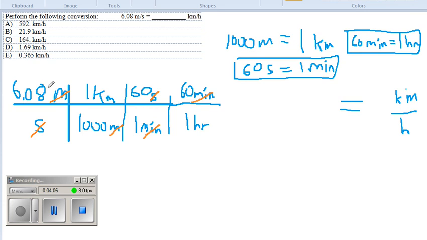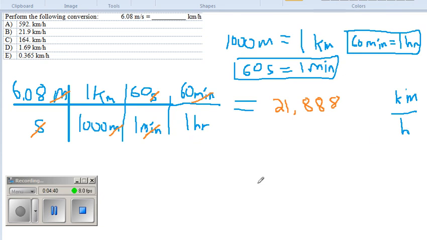Now we have to calculate this, and we're going to do that by multiplying everything on the top. So 6.08 times 1 times 60 times 60, and dividing by 1,000 times 1 times 1, so just dividing by 1,000. And we end up getting 21.888 in our calculators. So let's write that out, then figure out how to do sig figs. 21.888, and the units check out because we have kilometers per hour.